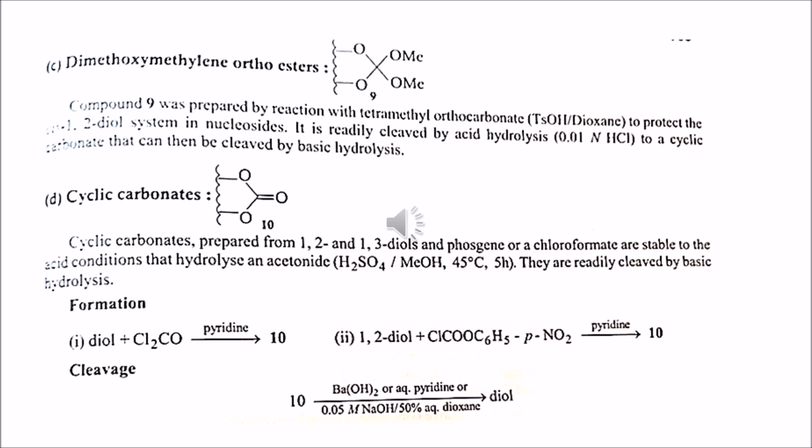The cyclic carbonate prepared from 1,2 and 1,3-diols and phosgene or a chloroformate are stable to the acidic conditions that hydrolyze acetonides, in the presence of H2SO4 and methanol at 45 degrees temperature, 5 hours reaction. They are readily cleaved by basic hydrolysis. The formation and cleavage is given over here.